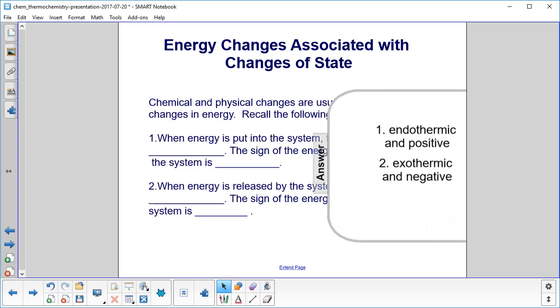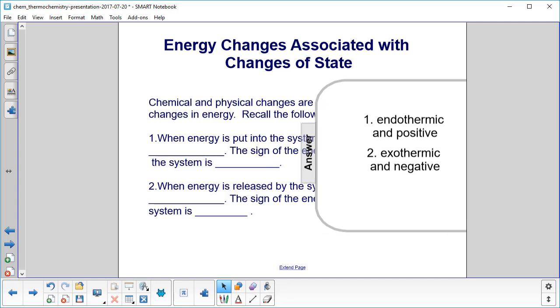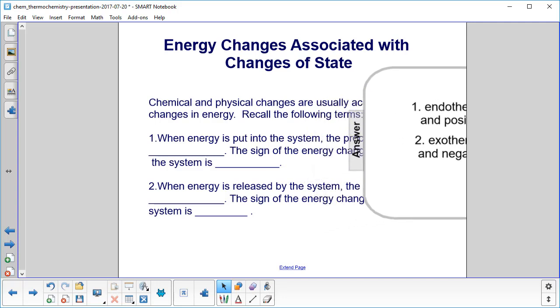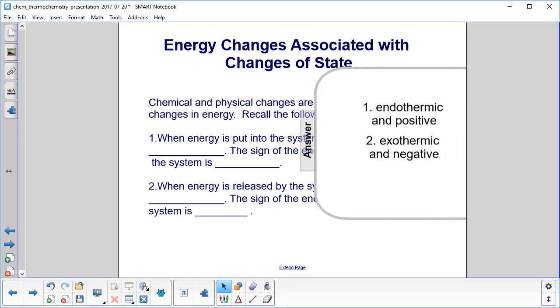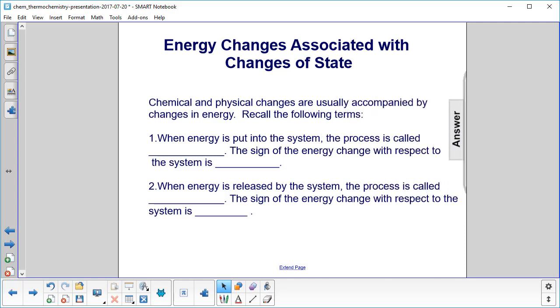And what do we have? Well, the first one, when you put energy into the system, that's endothermic, and the sign of the energy change is positive. Second question was the reverse, so that will be exothermic and negative. So let's put that back, and hopefully that matched the answers you wrote in here.